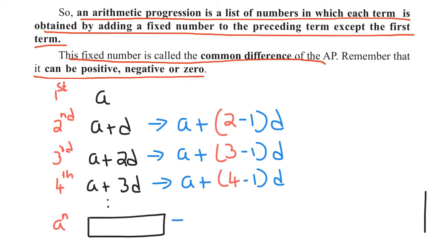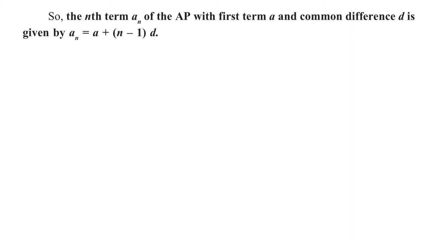So now, can you guess what will be our nth term? It is going to be A plus what? N minus 1 times D. This is denoted by the nth term An. So how can we find the nth term? It is A plus n minus 1 times D. So the nth term An of the arithmetic progression with first term A and common difference D is given by An is equal to A plus n minus 1 times D.